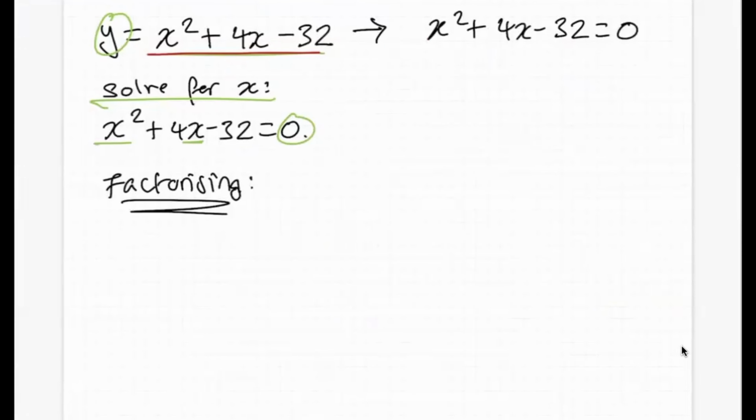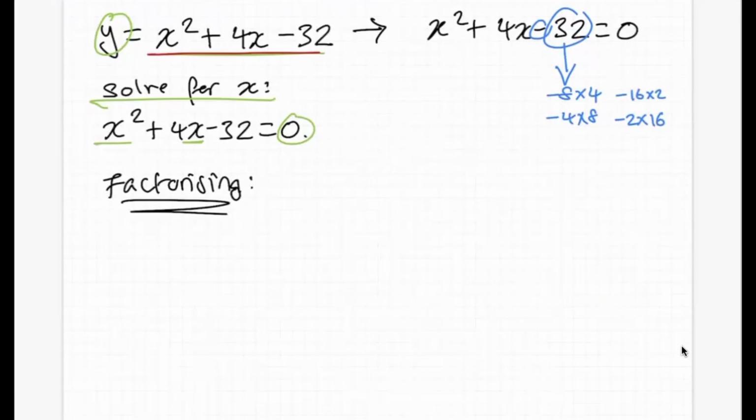So what that means is we are going to find 2 numbers that multiply to give our constant here. So what multiplies to give minus 32? We can't forget about the minus. So we have minus 8 times 4, minus 4 times 8, minus 16 times 2, minus 2 times 16. Is there anything else off the top of my head? No, I think that's all. Yeah, so these 4 sets of numbers each multiply to give 32.